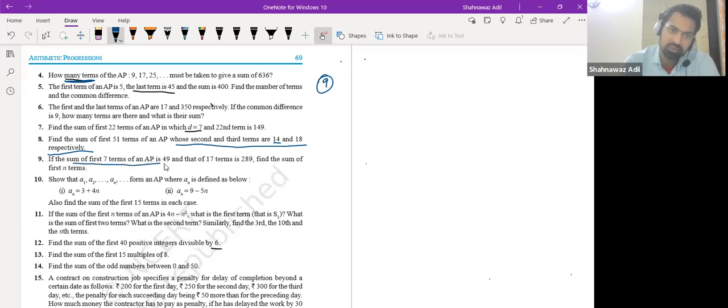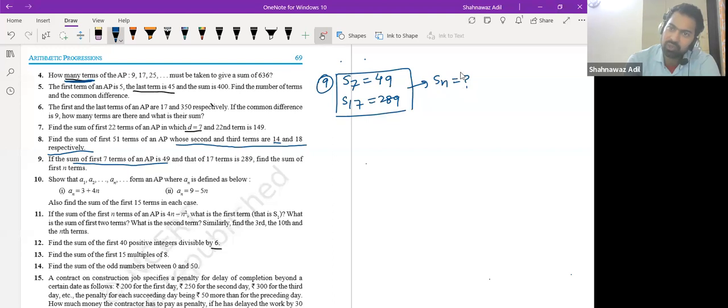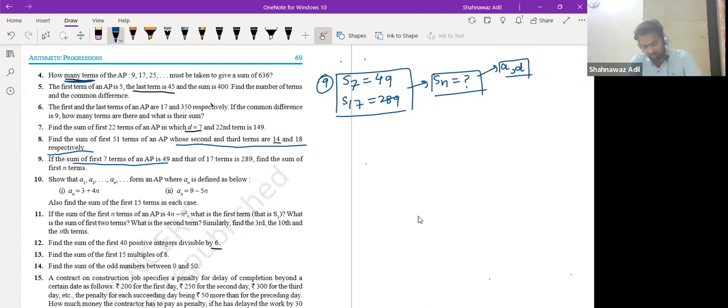They have given the sum of the seven terms, which is 49. So S7 is 49, and S17 is 289. These are what is given, and we have to find Sn. To find Sn, we need a and we need d. This is the same question as the previous one, only the terms are different, so the idea will be the same.